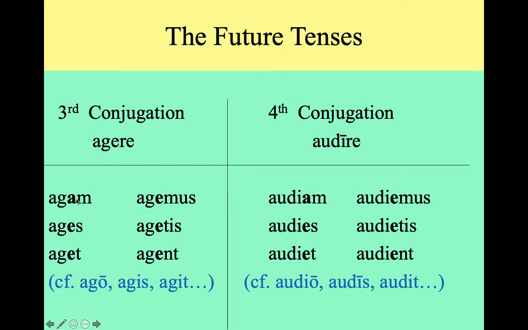The future here is E plus personal endings. And that's on both sides here. Audire has that extra I in the form because I is strong in the fourth conjugation. Audiam, audies, audiet, audiemus, audietis, audient.